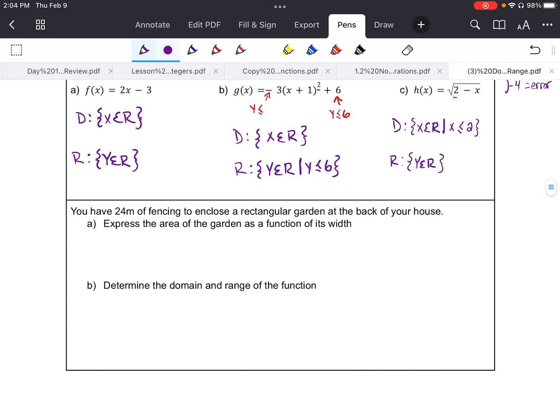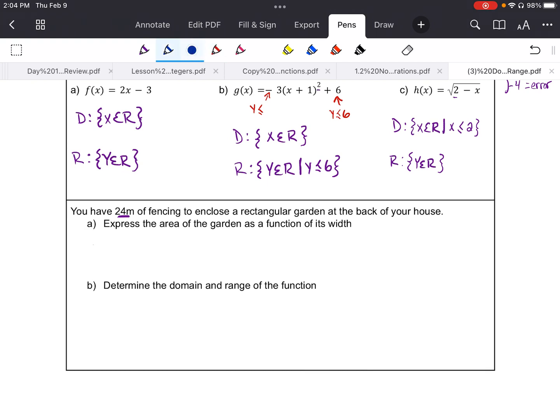Okay, next question, a word problem. You have 24 meters of fencing to enclose a rectangular garden at the back of your house. So let's stop right there. It says we have 24 meters of fencing. So that means we have a perimeter of 24.